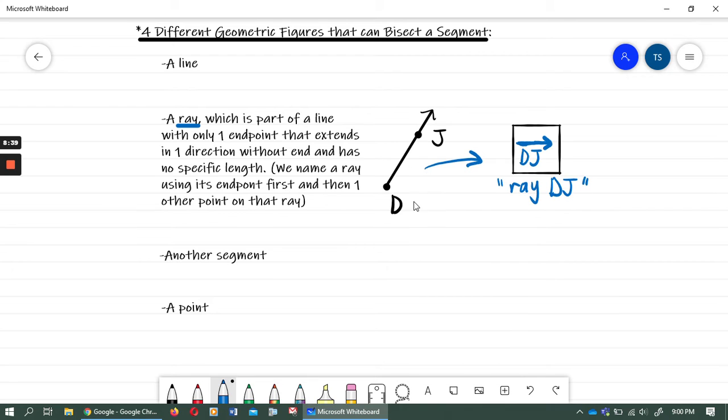Also, guys, when you're naming a ray using that endpoint and one other point that's on that ray, you've got to use that symbol on top of it. So again, that's different from when we're doing a line. A line uses this symbol on top, right? So that's the symbol you use for a line. And I'm going to erase that in just a moment. But again, that's the symbol you use for a line.